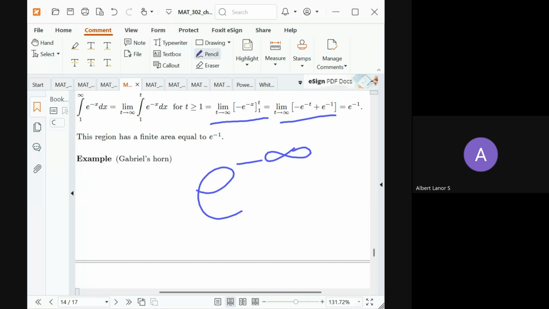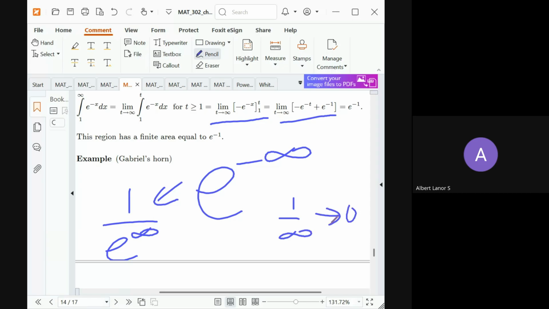It's like this. You write it as 1 over e to the power infinity. You know that these two are the same. Now, e to the power infinity is infinite. So you have 1 over infinity, and this thing will be going to 0. So that part is a real number. So you're going to have 0 plus the e minus 1. The e minus 1 is a real number. The 0 is a real number. And when you do it, it's finite. So you have that the region has a finite area and it's e minus 1.